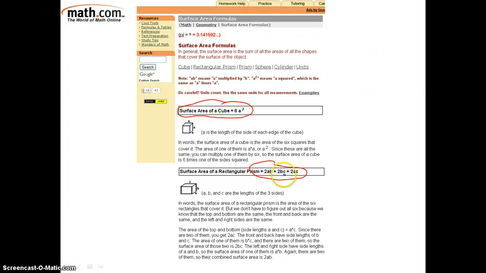They used A and B and C to represent the height, width, and length, which is defined right here. But it's 2 times the length and the width plus 2 times the length and the height, or plus 2 times the width and the height. So again, they're interchangeable as long as you are taking the 2 sides and doing that.